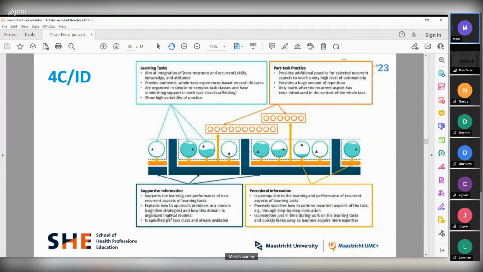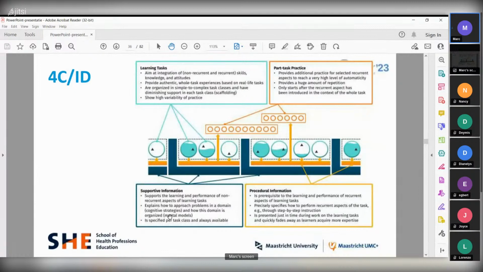So the next one, 4C/ID, is actually developed by a professor at Maastricht University. And when I first saw this picture, it got me a bit worried because there's a lot in it. So I'll try to just give you a global overview. He also wrote whole books about it if you're ever interested in learning more.